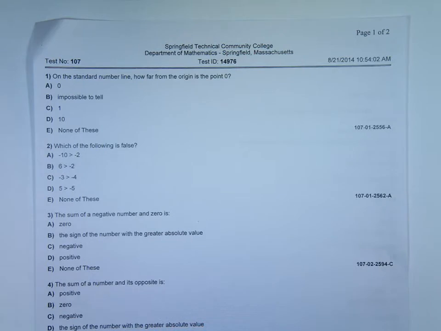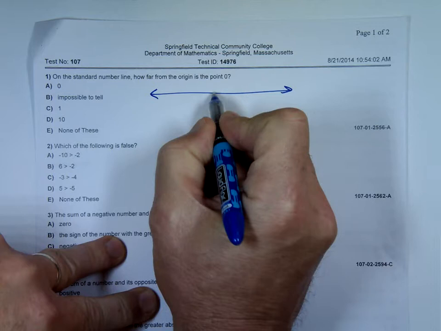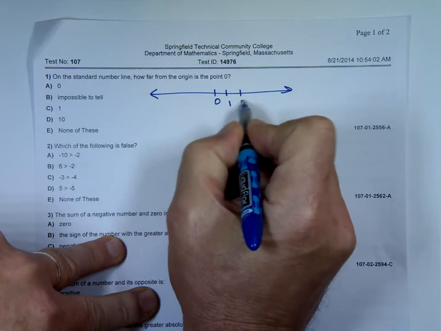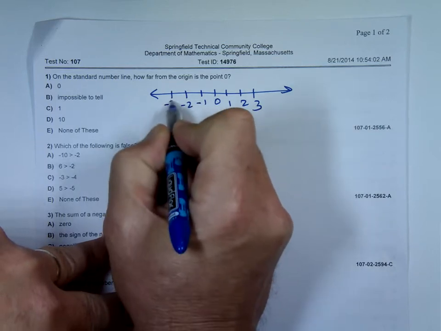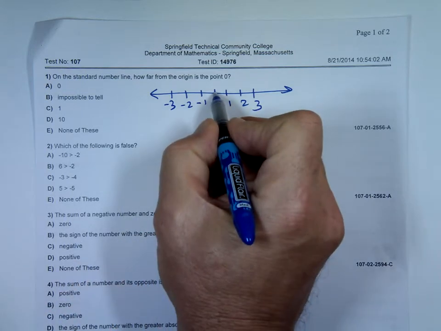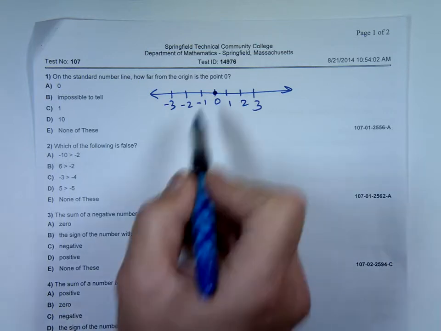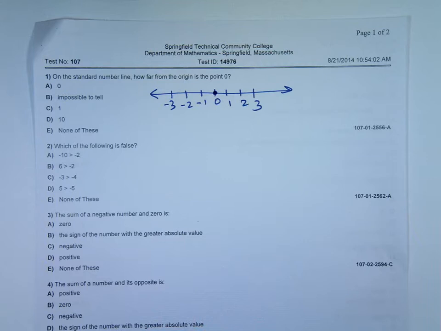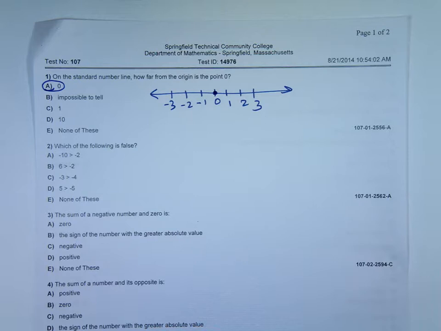It says, on a standard number line, how far from the origin is the point 0? This is the number line. This is the 0, the 1, the 2, the 3, the -1, the -2, the -3, and so forth. On this line, this is the origin. How far from the origin is the point 0? Well, how far is it? How many units? 0 units. It's right there. There's no distance.